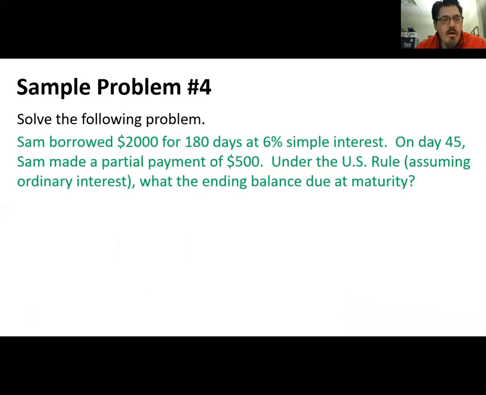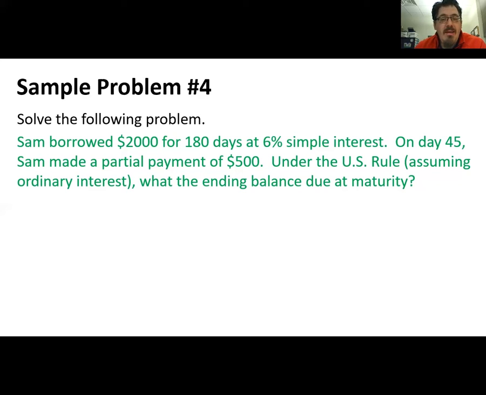Let's do one more example problem involving simple interest. So again, we have a situation where money is being borrowed. So Sam borrows $2,000 for 180 days, 6% simple interest. On day 45, he makes a partial payment of $500. Okay, so what we want to do is, assuming ordinary interest, so again, the 360 days in a year, we want to figure out what the balance due is when it comes to maturity.